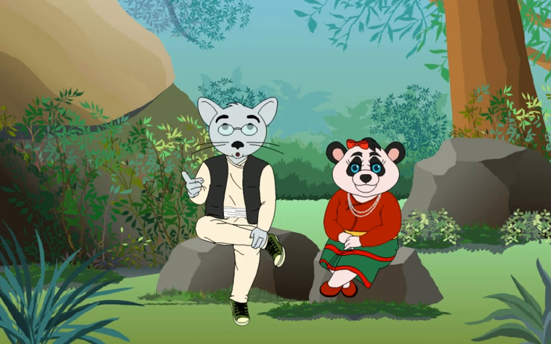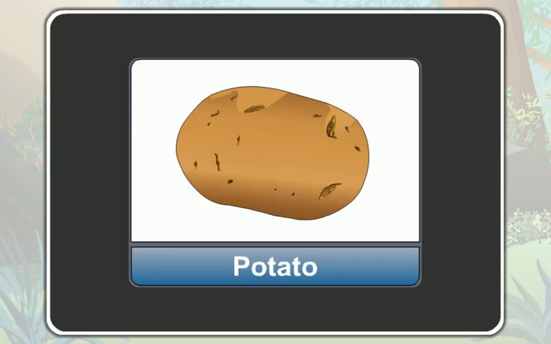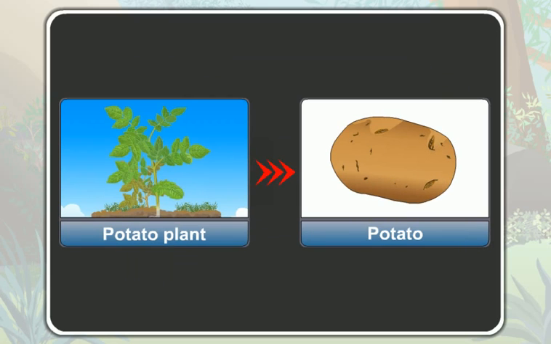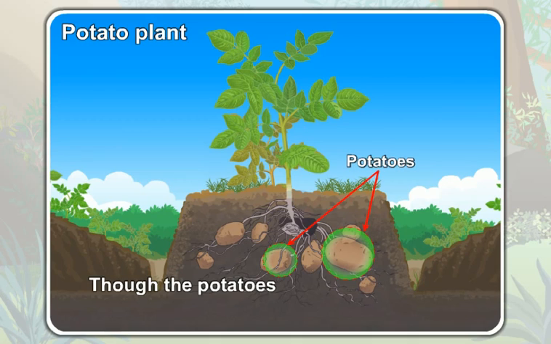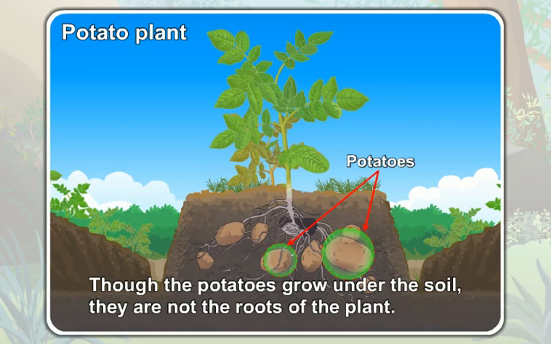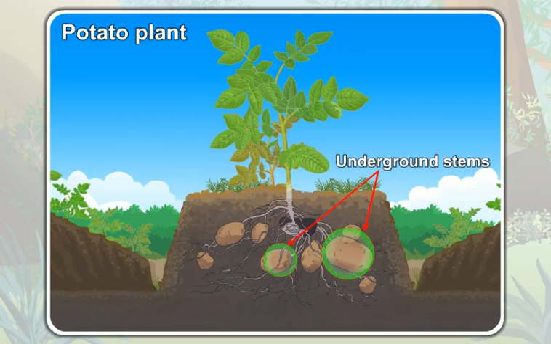Students, most of you eat potatoes as vegetables, don't you? We get the potato from a potato plant. Look at the potato plant more carefully. Do you see the potatoes there? Though the potatoes grow under the soil, they are not the roots of the plant. They are the underground stems.